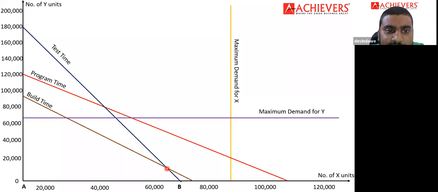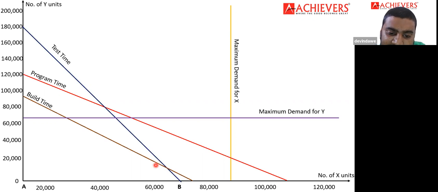The first type of corner is where a constraint meets an axis, like corner B. The second type of corner is where constraints intersect each other, like this point. Here, two constraints, test time and build time, are intersecting with each other. So that is also another corner.